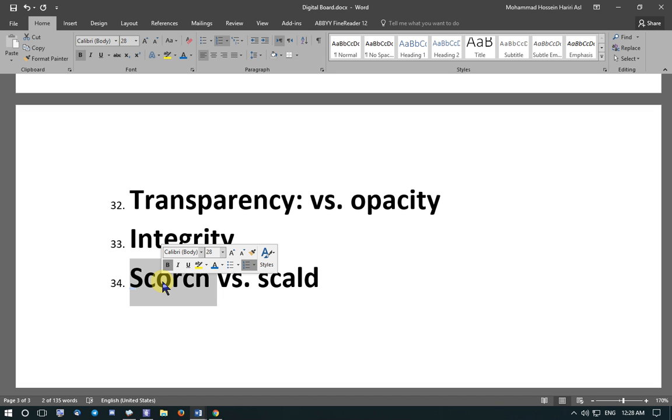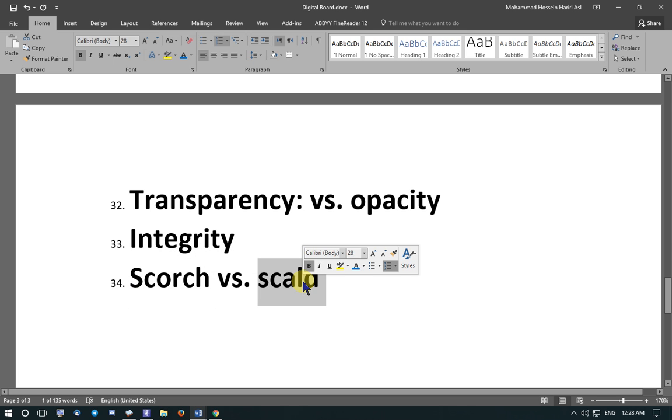So as a result of dehydration, for example, if agricultural crops are heated so much under the sunshine, they are scorched and they are not edible anymore. But scald is a kind of scorch, but with boiling water.